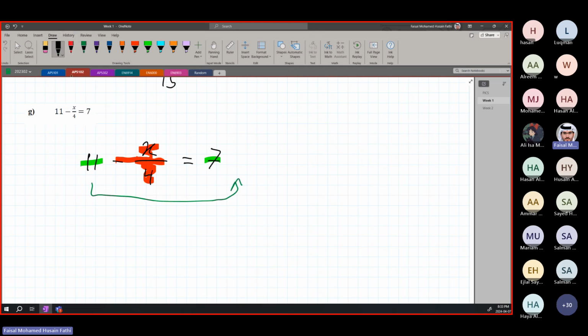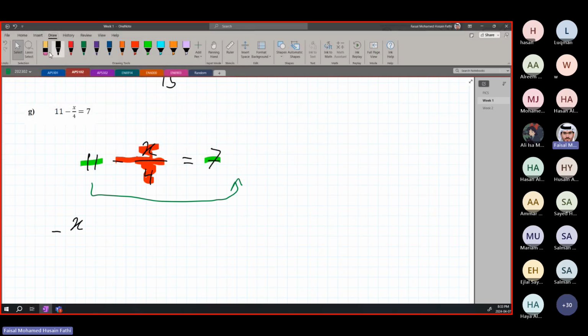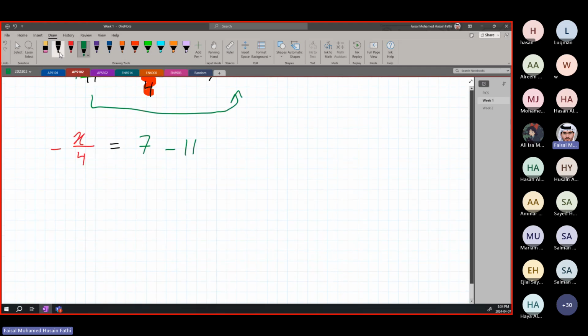So what will happen is it will be minus x over 4 is going to be equal to 7. And since this is plus 11 on this side, it will become minus 11 هني. We simplify this. This is going to be minus x divided by 4 is equal to 7 minus 11 is minus 4.